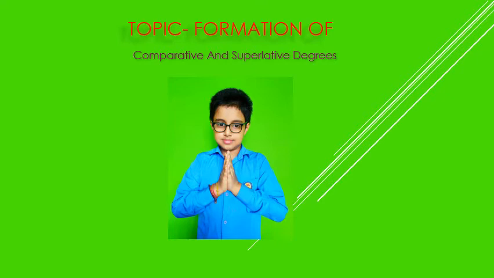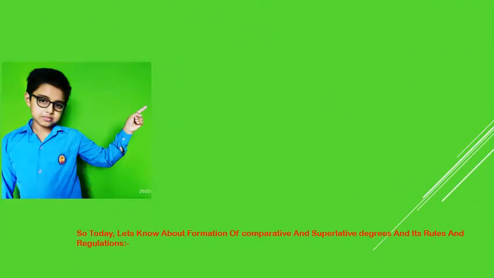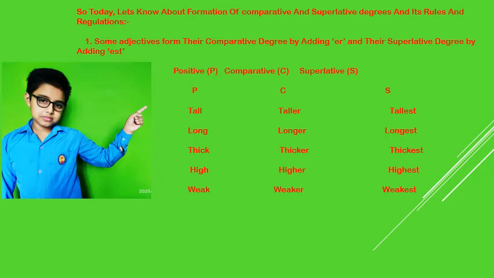So today we have learnt about what are adjectives and its degrees of comparison. We already know that adjectives have 3 degrees of comparison. Number 1, the positive degree. Number 2, the comparative degree. And number 3 is the superlative degree. So today, let's know more about adjectives. Let's know about formation of comparative and superlative degrees and some of its rules and regulations.